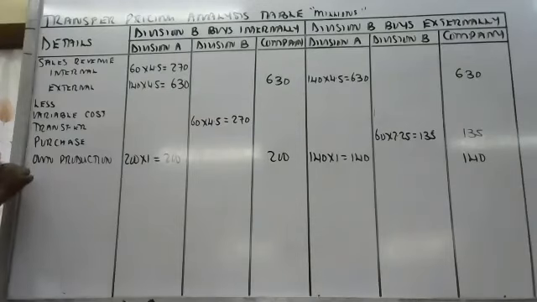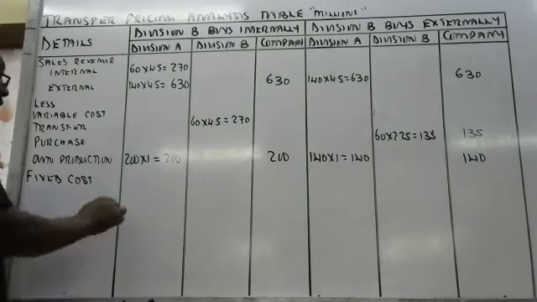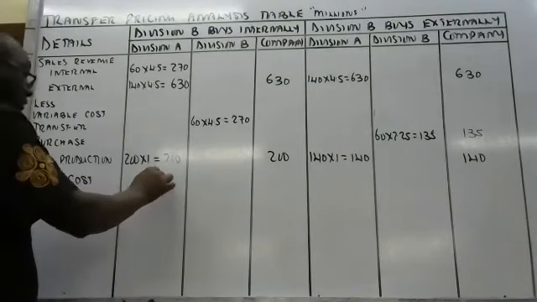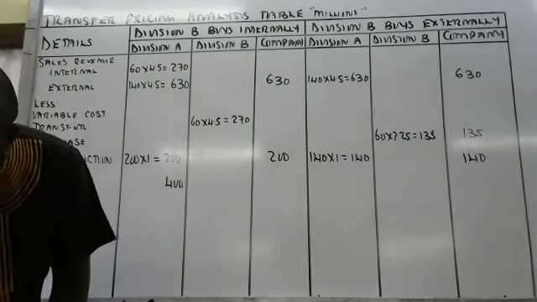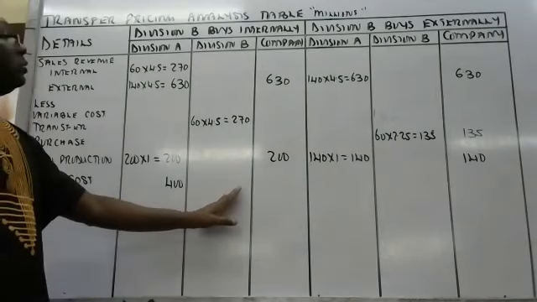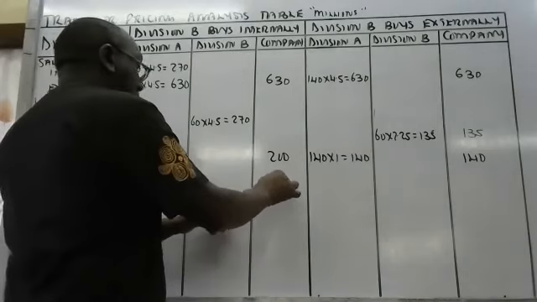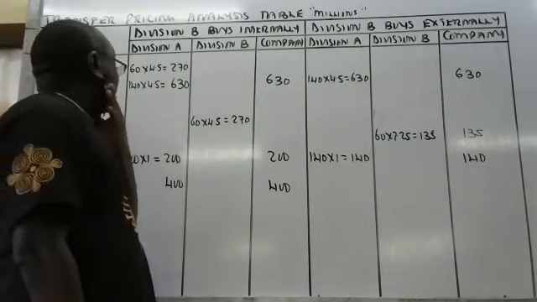All right, let's now bring the fixed costs. So the fixed costs will be 400 million. It is 400 here for division A. These costs are for division A, 400 million, and division B does not have to do anything about it. So this one comes to the company here, 400.